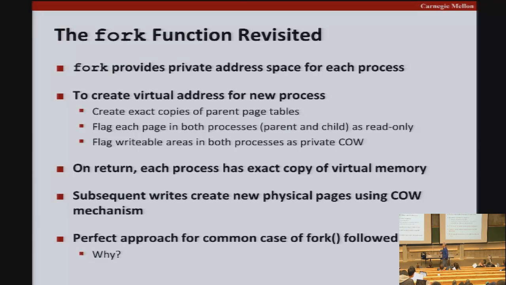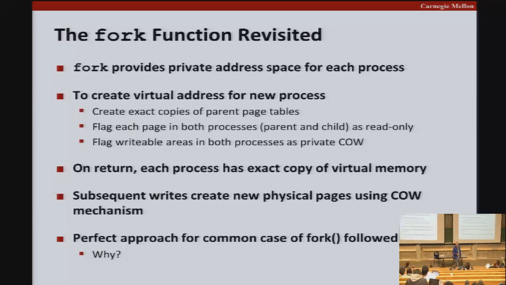So then we flagged both of these areas as read-only and copy on write. And now when I return from fork, the parent and the child both have identical copies in virtual memory. It's sort of a weird concept. There's only one physical memory of this. And as soon as the parent or the child writes to any of this memory, we will on-demand copy it.